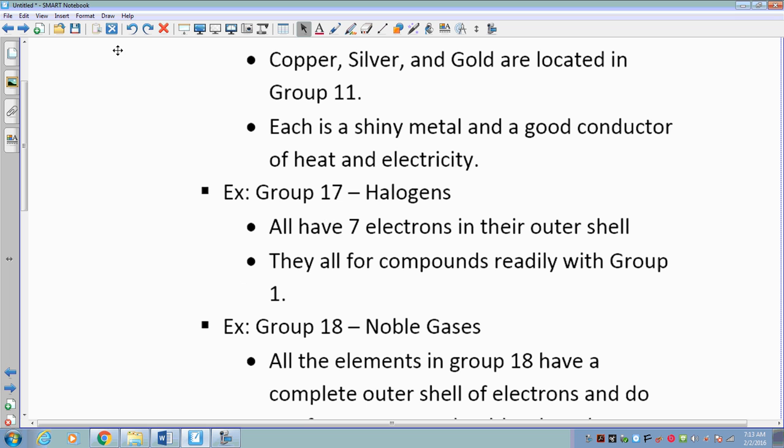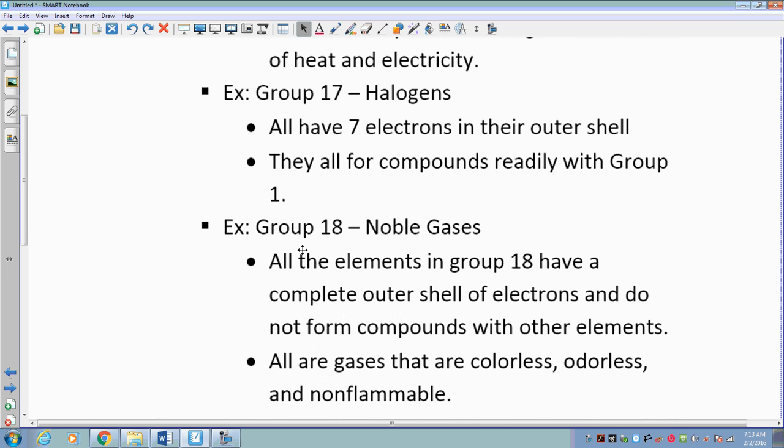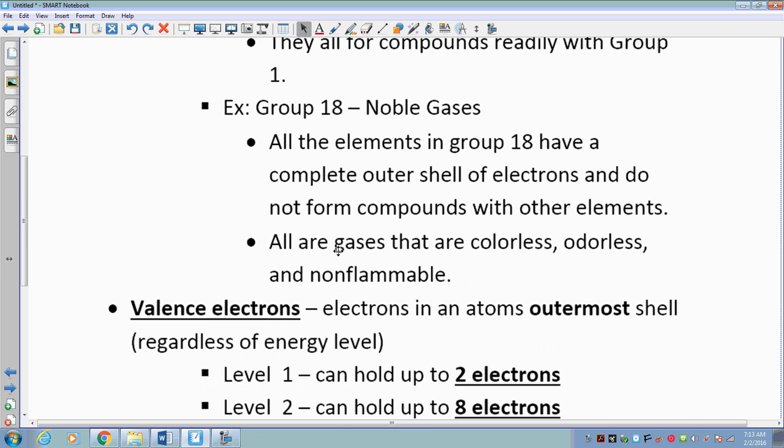Group 17, the halogens. And we don't have to know the name of that. They all have 7 electrons in their outer shell, or their valence electrons. They form compounds really readily with group 1. Chlorine's in group 17. It's going to bond with sodium. Sodium chloride is table salt. They bond really well. And then group 18 is your noble gases. All elements in group 18 have a complete outer shell of electrons. They are all gases that are colorless, odorless, and non-flammable.